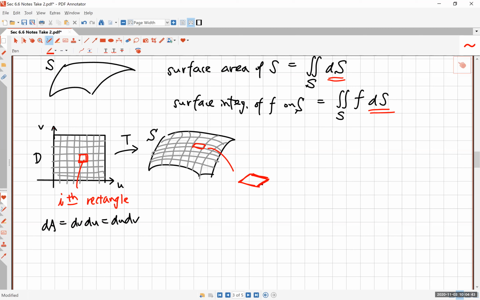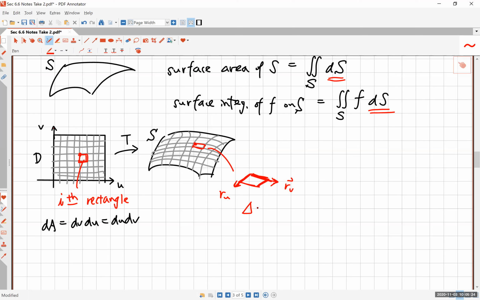And what do we know about this? Well, we know that this vector here, let's say this is r_u, the partial derivative with respect to u, and r_v is the partial derivative with respect to v. So you have these two vectors that are tangent and are on the tangent plane to S at this particular point. And then how do you find the area of this? That's the question. So this is the ith rectangle.